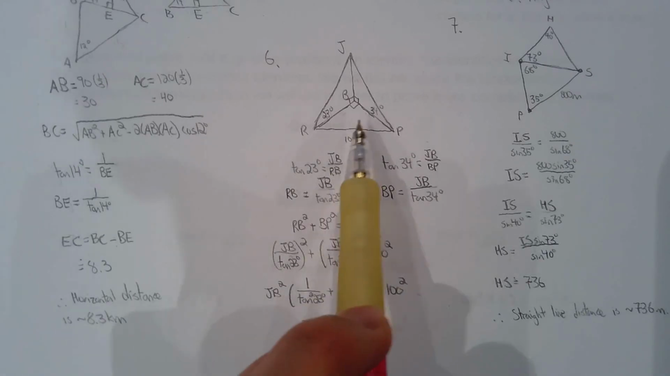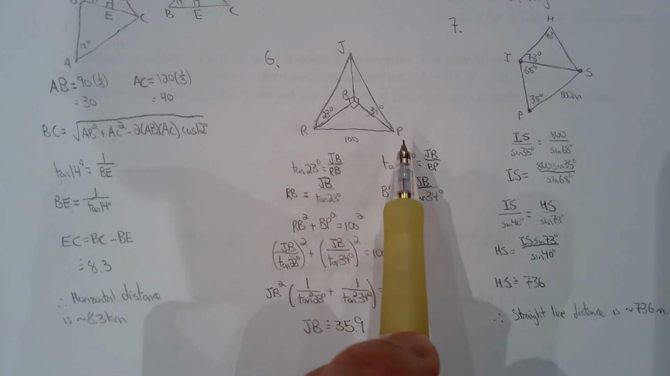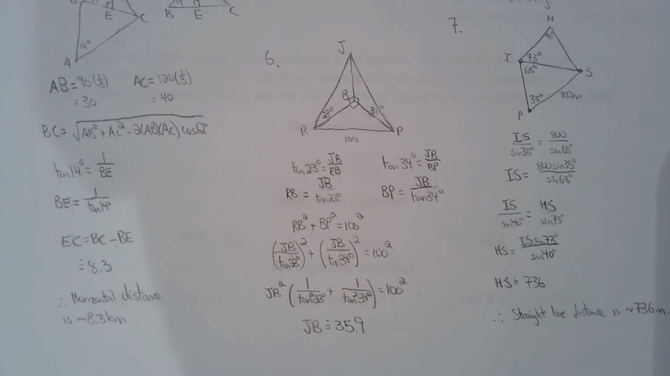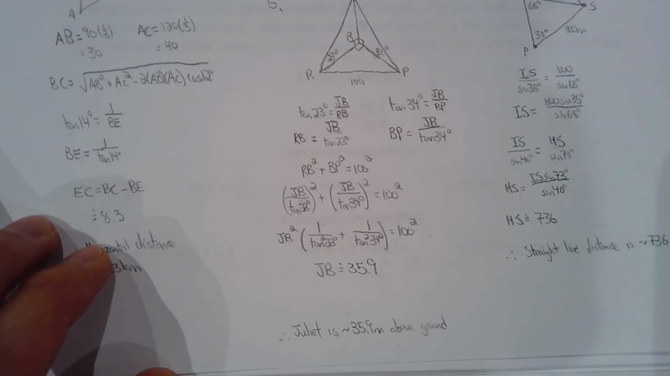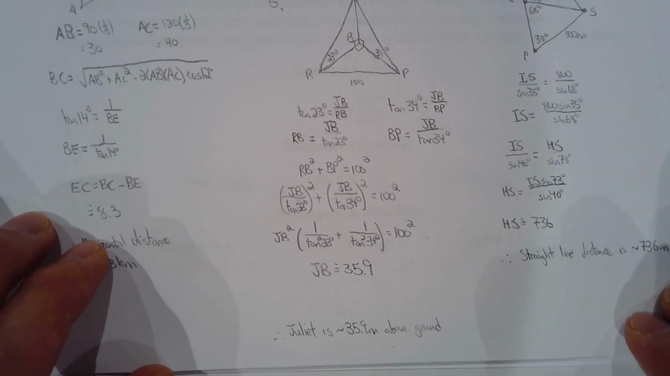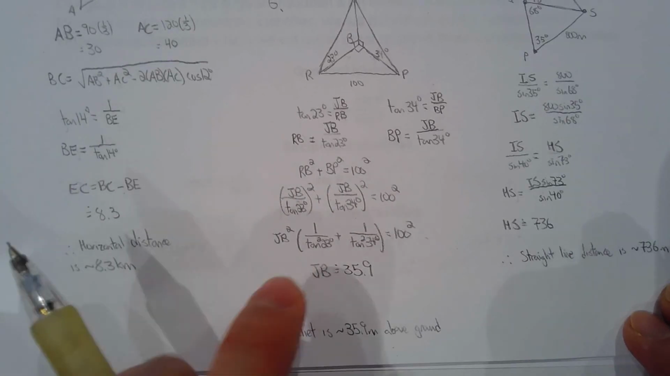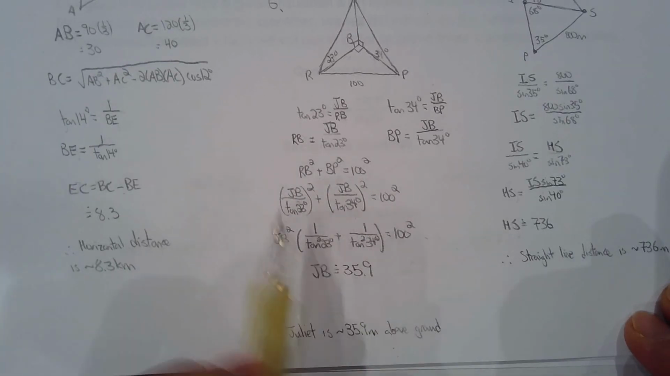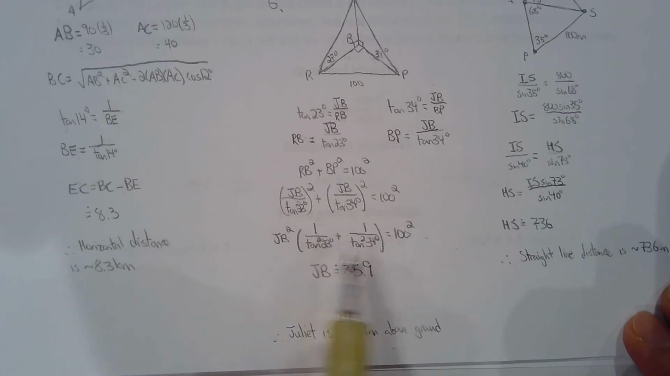Then I see that the triangle RBP is a right triangle, so I can use the Pythagorean theorem. Using some pretty interesting algebra, I factor out JB squared, and then I can solve for JB, which is what I'm looking for. I'm trying to find out how high is Juliet off the ground, which is about 35.9 meters. This one is interesting because of the algebra, but hopefully you can work it out and see how I did that.